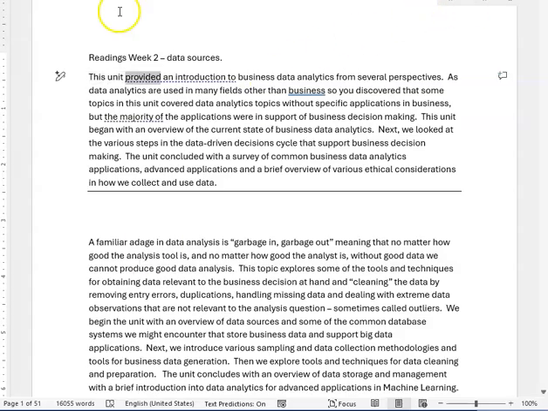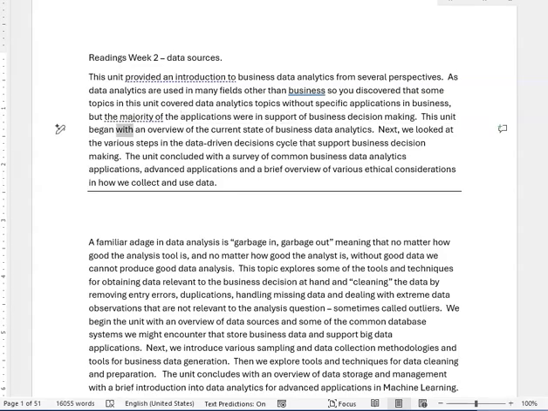This unit provided an introduction to business data analytics from several perspectives. As data analytics are used in many fields other than business, you discovered that some topics in this unit covered data analytics topics without specific applications in business. But the majority of the applications were in support of business decision-making.